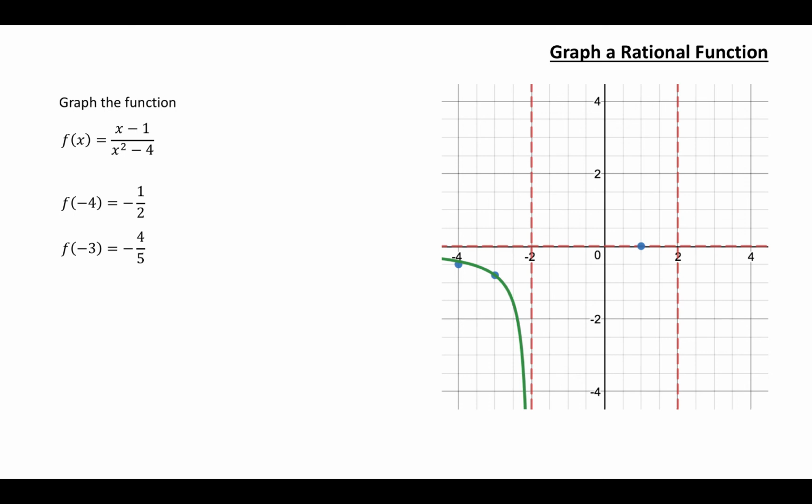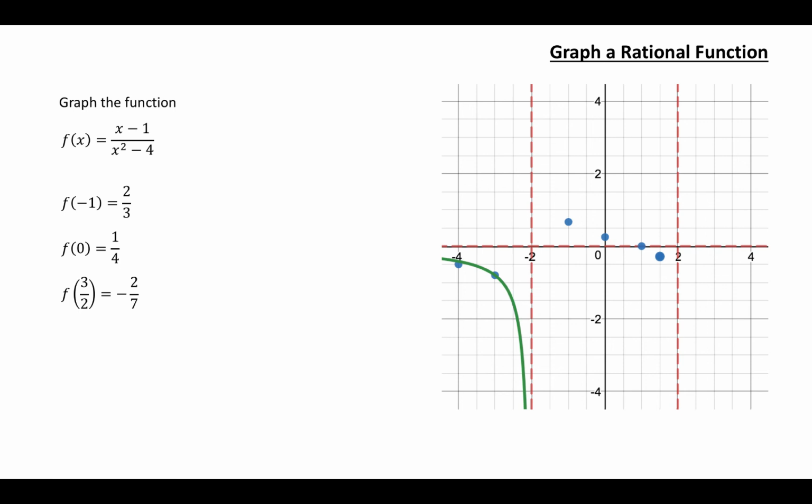Now we will substitute values for x that are between negative 2 and 2 to find out what the graph looks like in between the vertical asymptotes. If we substitute negative 1 for x, we find the y value to be 2/3. So the point (negative 1, 2/3) would be on this graph. If we substitute 0 for x, we find that f of 0 is equal to 1/4. So the point (0, 1/4) is on this graph. If we substitute 3/2 for x, we find that the y value would be negative 2/7. So the point (3/2, negative 2/7) would be on this graph.